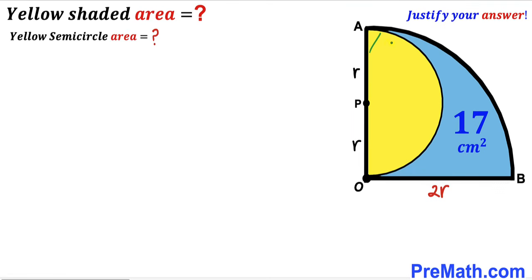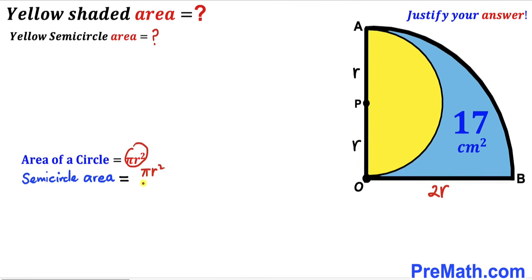Now let's focus on this yellow shaded semicircle, and recall the area of a circle formula. Area is always equal to pi times r square, where r is the radius. Since we are dealing with the semicircle, the semicircle area is going to be pi r square divided by 2, since the radius of this semicircle is lowercase r.